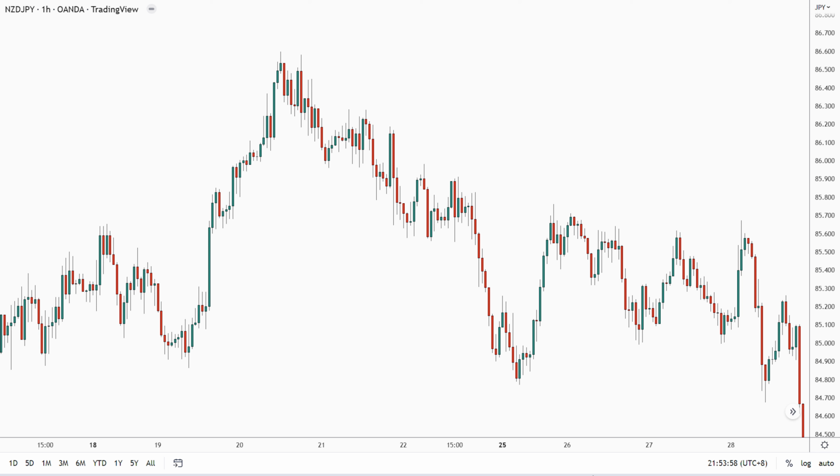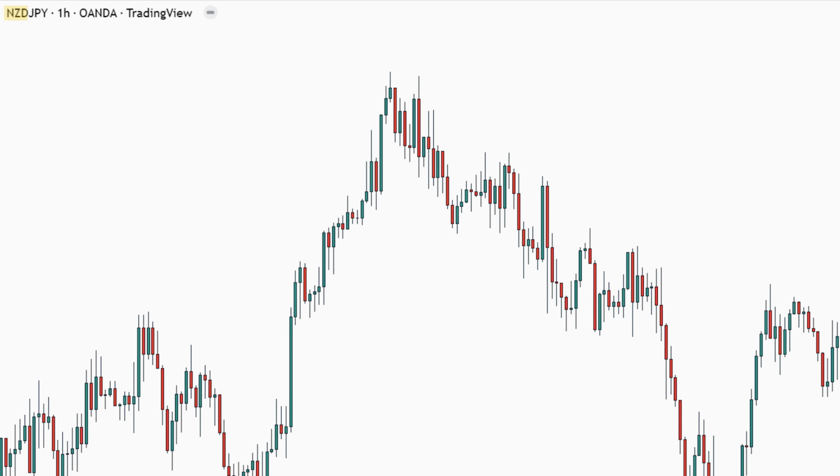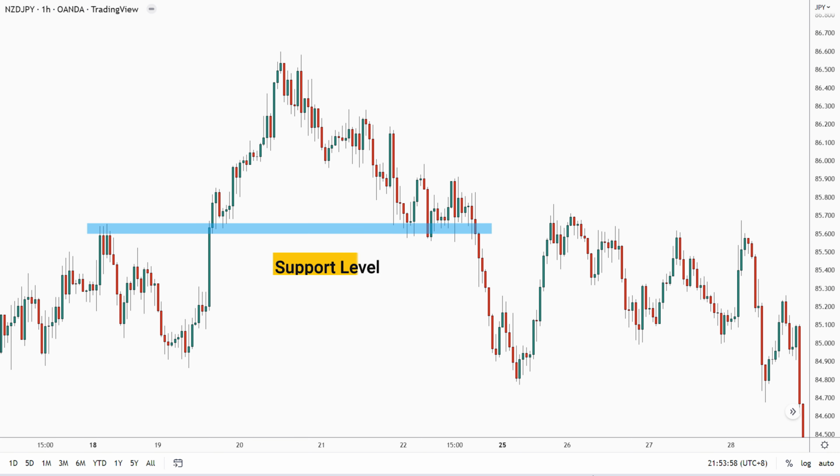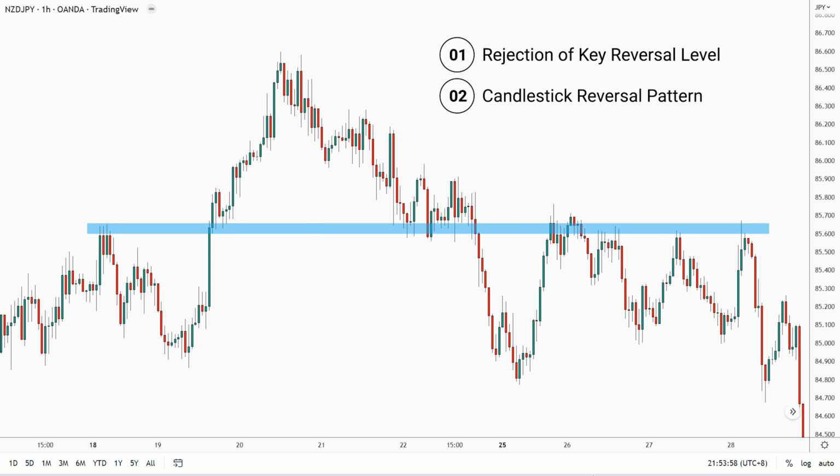Moving on to our last topic. After discussing the basics and the trading strategy techniques of support and resistance, we will now move to the confluences with support and resistance level, which will add an additional confluence to your trade entries. First off, here on Kiwi Yen, 1-hour time frame, as you can see here, there is a support level which can possibly be converted into a resistance level. As we have discussed a while ago, rejection of key reversal level, then candlestick reversal pattern, would be enough for trade entry. But this time we will add another trade entry confluence.